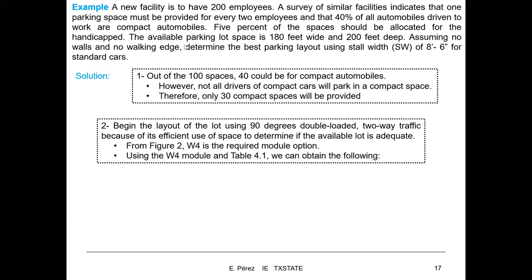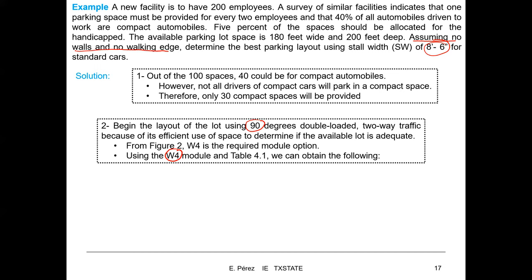And that's based on this description. Assuming no walls and no walking edge. So for that type of design, we are gonna use W4 module. And using this data, W4, 90 degrees and 8 feet and 6 inches, we are gonna go back to table one for 4.1 to obtain the data that we need.